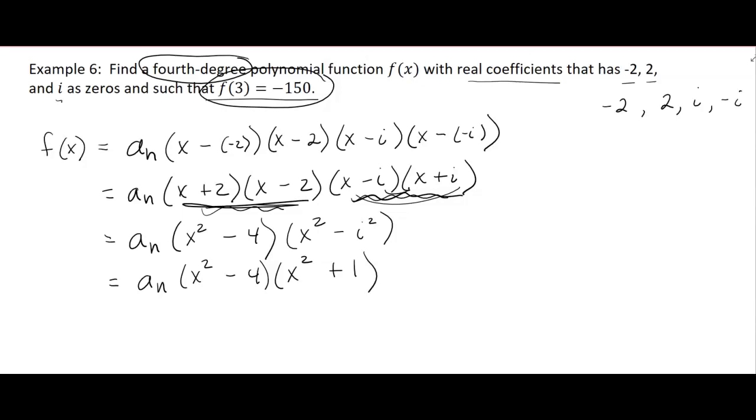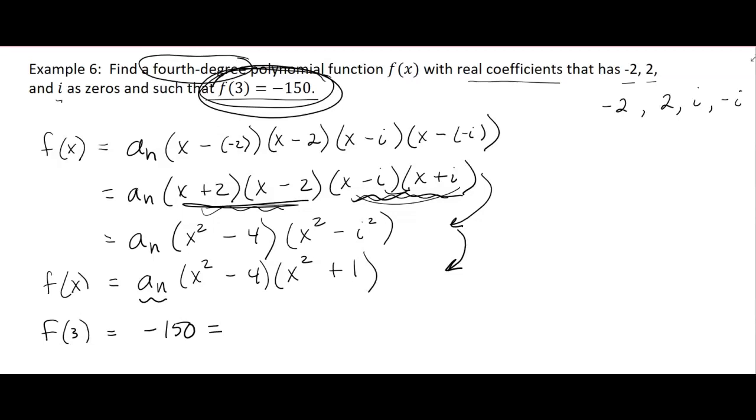Now, why are we doing all this? Well, we're trying to get it simplified here. And then we need to find out what that a sub n equals. This is where this part comes in. f of 3 equals negative 150. So f of 3 equals negative 150. And our f of x equals a sub n.